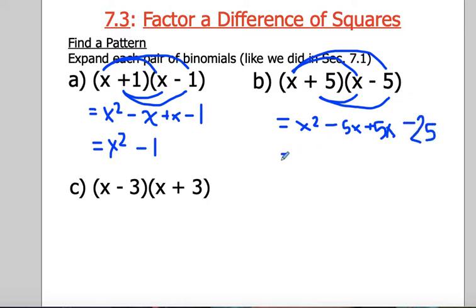So here when we collect like terms, we are going to be left with x squared. These two middle terms are going to cancel out to be 0, and we are left with negative 25. So negative 5x plus 5x is equal to 0, so we can just leave that out.